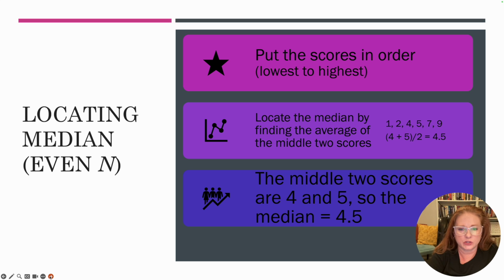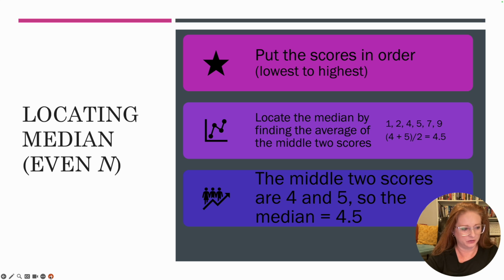Okay, so even, again, you can go lowest to highest. That's the way I was taught. So now we have 1, 2, 4, 5, 7, and 9. So now we have 6, right? So you take out 1, you take out 9, you take out 2, you take out 7, and now we're left with 4 and 5.